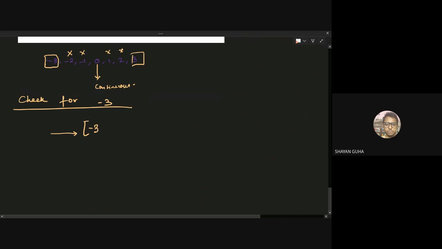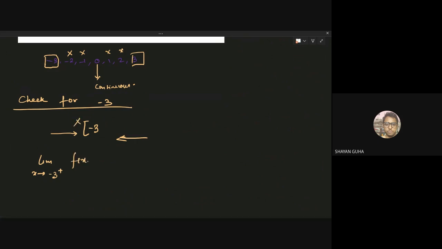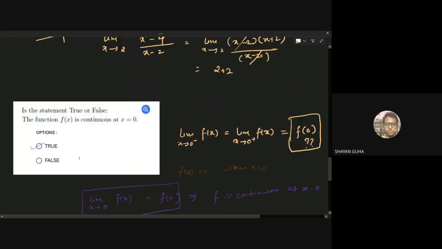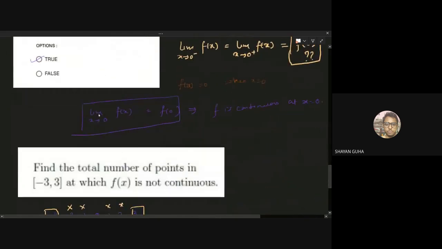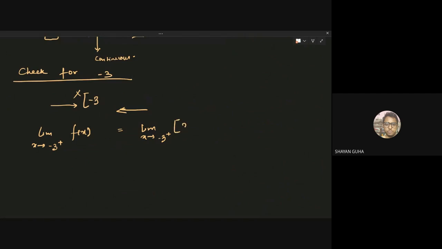So I will first of all check for limit x tends to minus 3 plus. That means I am approaching minus 3 from the right hand side. From this side I can approach, but not from the left hand side. From this side I can't approach. So if I approach from this side, I will get limit x tends to minus 3 plus. What is the value, functional value? My functional value will be, according to the definition, box of x plus 1.